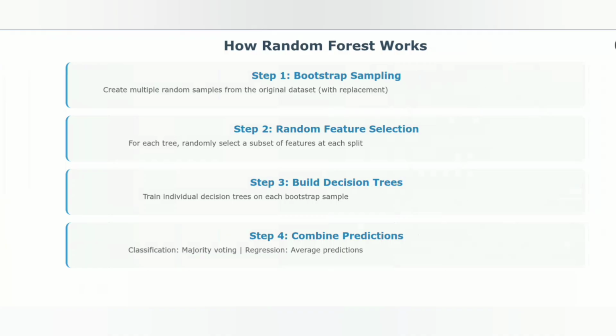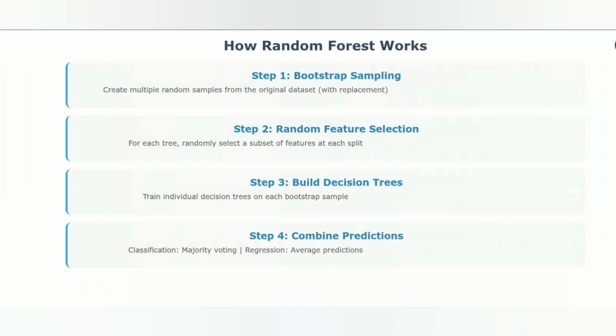Fourth, combine predictions. For classification, each tree votes for a class, and the class with the most votes wins. For regression, all tree predictions are averaged to get the final prediction. These 4 steps work together to create a model that's both accurate and robust.